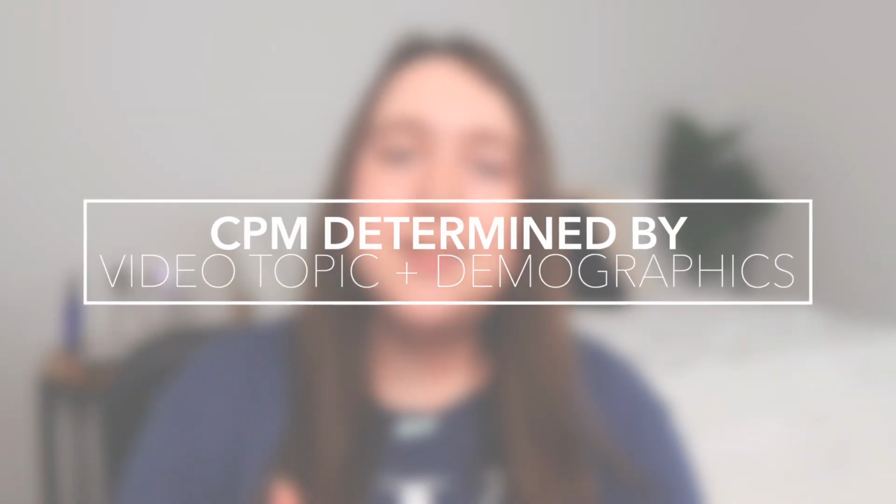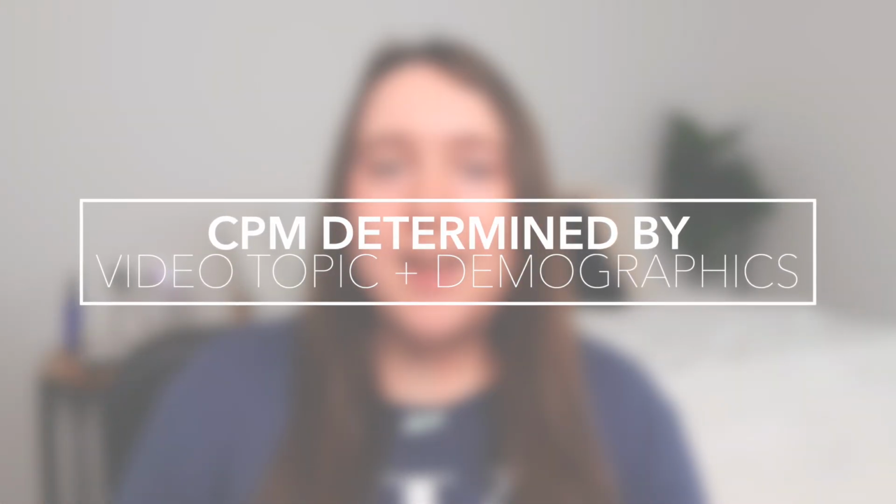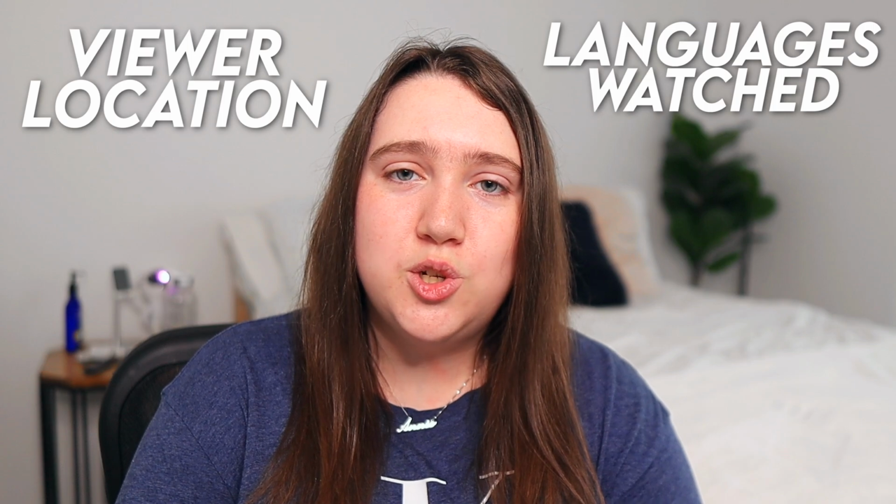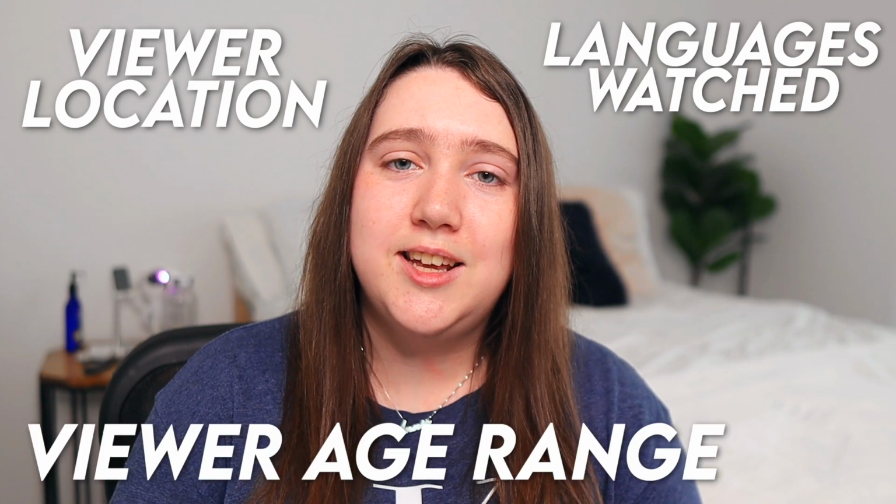The main two things that determine exactly what your CPM is going to be are, first of all, the topic and keywords of your video, and secondly, your demographics. By demographics, that includes where in the world your viewers are watching from, what language video they typically watch, as well as their age range. If your audience is majorly coming from the US, Canada, the UK, Australia, then typically you're going to have higher CPMs than creators who have audiences in second or third tier countries.